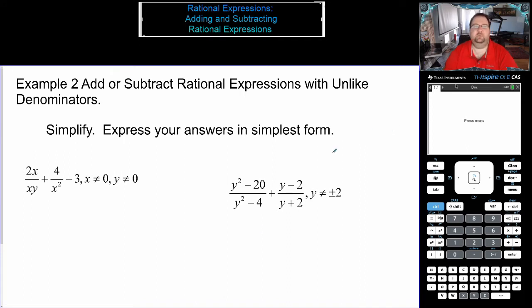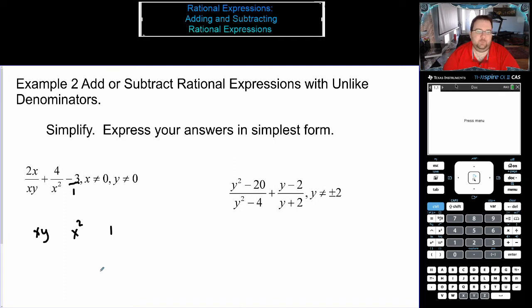Let's try ones without common denominators. What we're going to be doing now is trying to create problems that have common denominators. So let's do this first one. Now I'm going to look at these terms. So I have 2x over xy, I have 4 over x squared, and I have just a negative 3. Let's put this over 1 because it's negative 3 over 1. Look at our denominators. Our denominators are xy, x squared, and 1. They need to become the same thing.